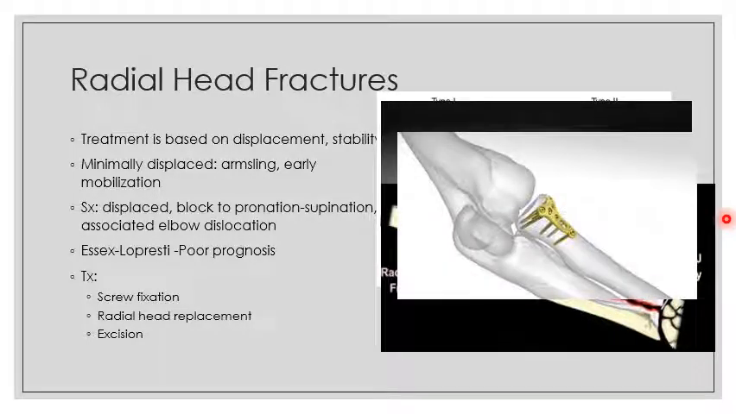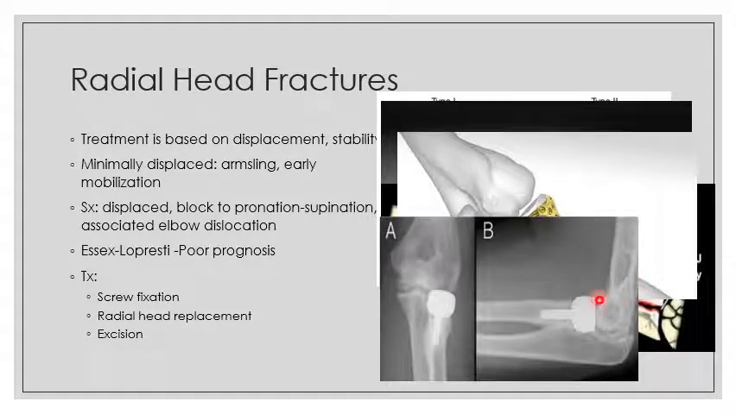So we do screws and plates. There are really small plates now available, and 2 millimeter screws. In some cases, we do radial head replacement. And if it's too comminuted and you can't afford the radial head replacement, you can do an outright excision.